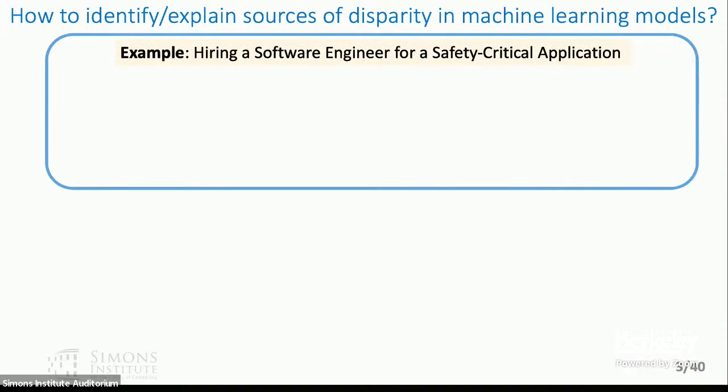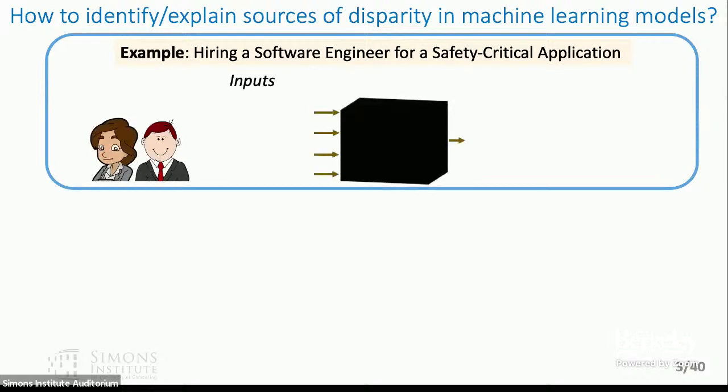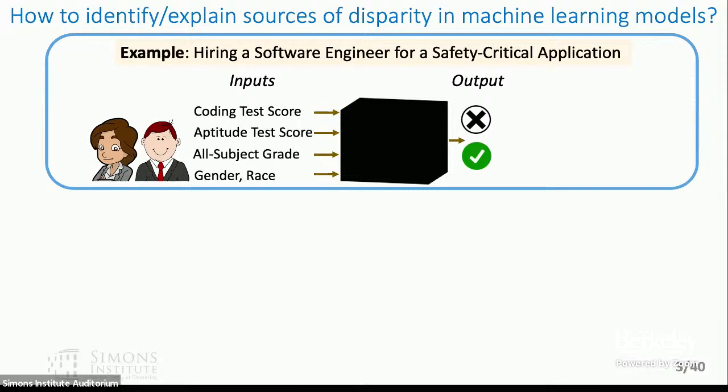We consider a scenario of hiring a software engineer for a safety critical application. We have a bunch of input features that go into a model, and the model decides whether to hire or not. Now, these features could be things like coding test score, aptitude test score, etc. The first thing to do is to avoid biases with respect to gender, race, etc. We stop using these sensitive attributes as inputs to the model. But again, it has been found that even if we do not use them explicitly as inputs, the output could still be strongly correlated with gender or race because the other features are correlated.